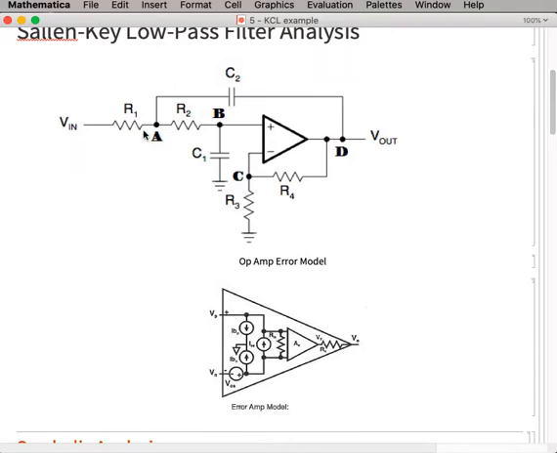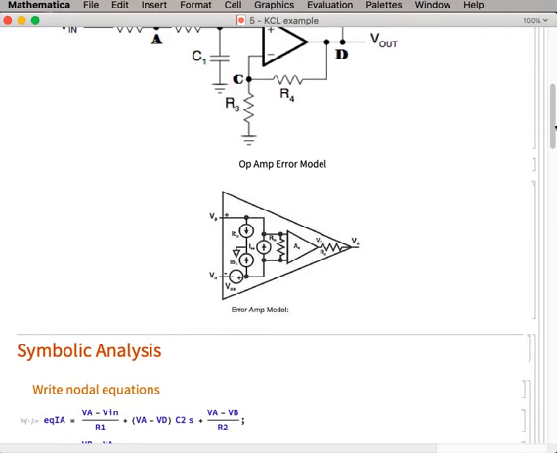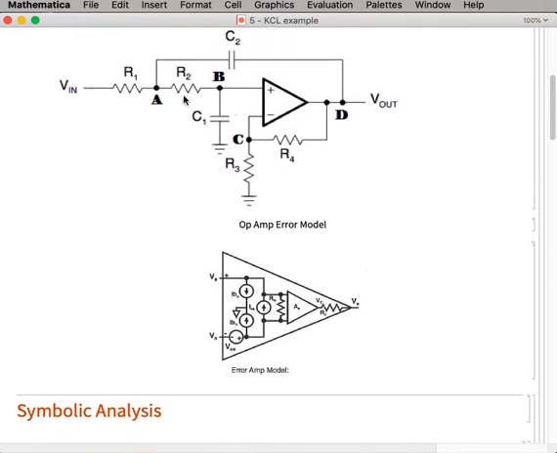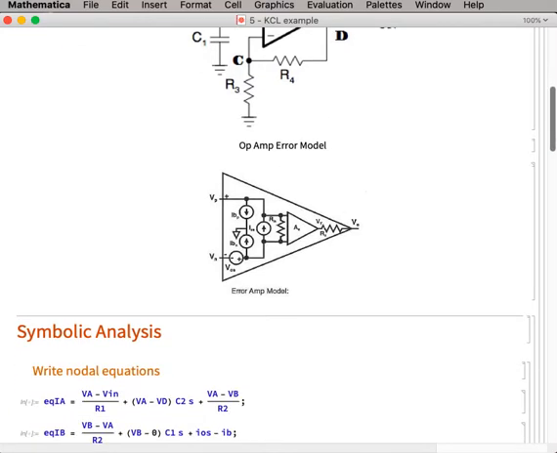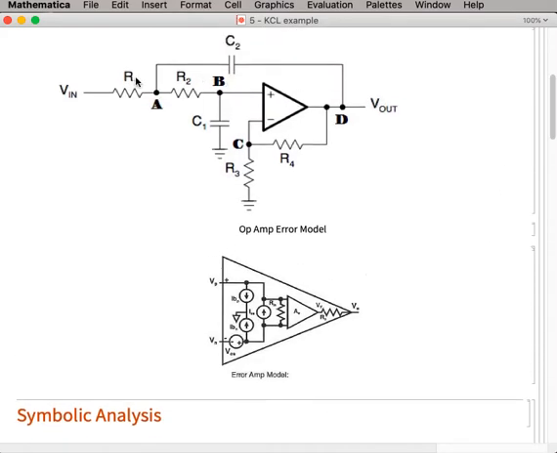So the first input is VA minus VN over R1. And then VA minus VD times C2S using the Laplace impedance. And then VA minus VB over R2.